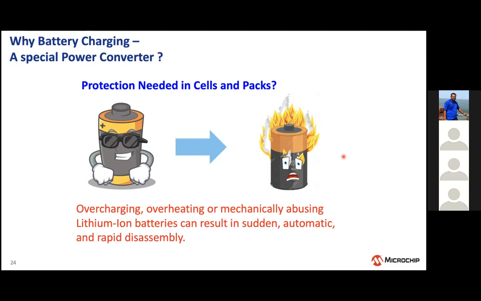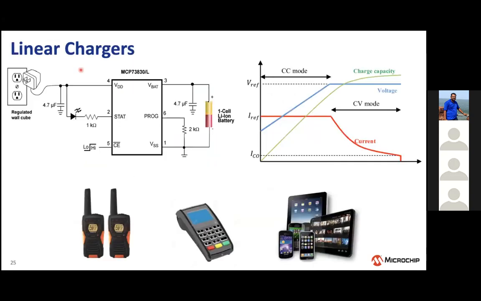But not only the CC and CV modes, if there is overheating, the battery charger should understand it and cut off the charging. And also, if there is overcharging, like for some reason an over voltage comes to the battery, then it should cut that off, right? So for all those protections, we need special power converters to do the battery charging.